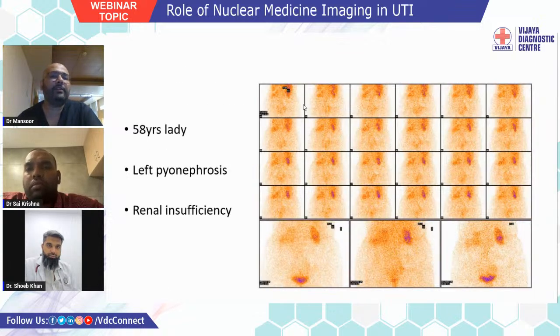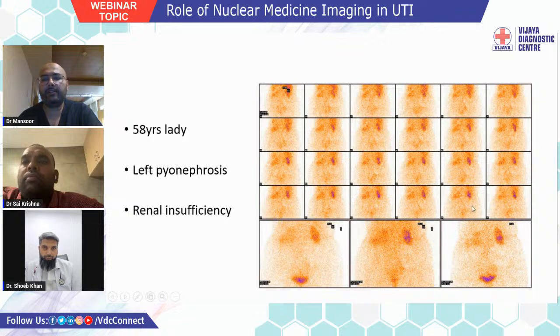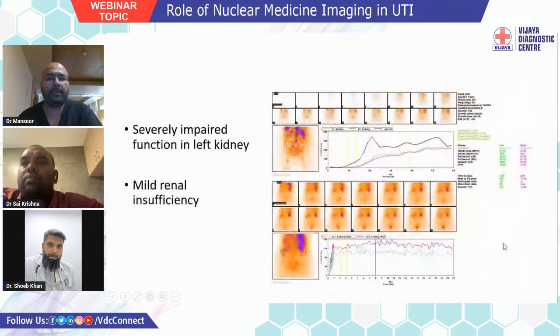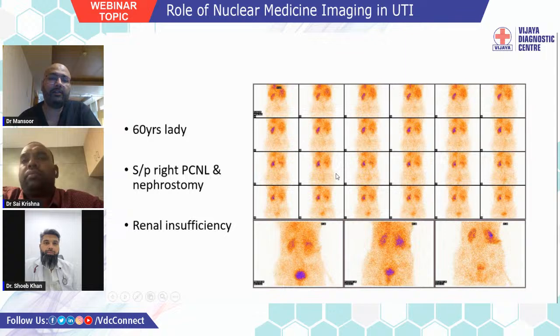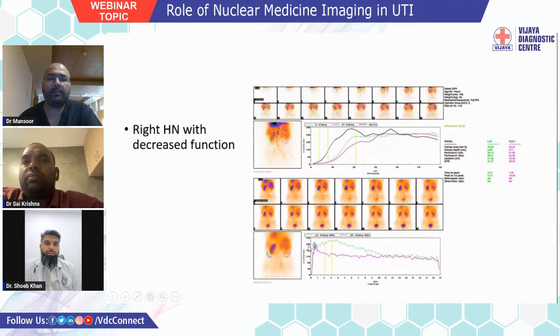This is a 58-year-old lady with left pyonephrosis, and you can see on the DMSA scan there is increased background activity, and function of the left kidney is severely affected compared to the right kidney. The GFR is also poor, and split function is also poor in the left kidney. Another example is a patient with renal calculi who had been operated, and we do a DTPA scan to assess the function. This patient also has some renal insufficiency, and we can see that the kidney is affected on both sides, but the right side is affected more.